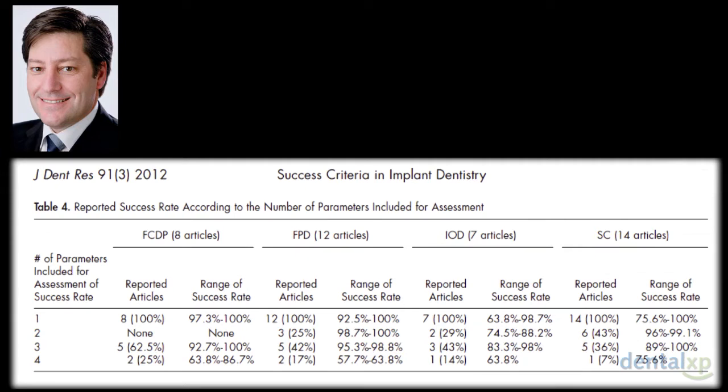And the first thing that is important is that if you measure success with 1 or 2 parameters only, which is most of the literature out there, you will be close to 100%. If you use all these 4 parameters, you will be close to 80 or 75%. So that was, I think, what made this paper really interesting.